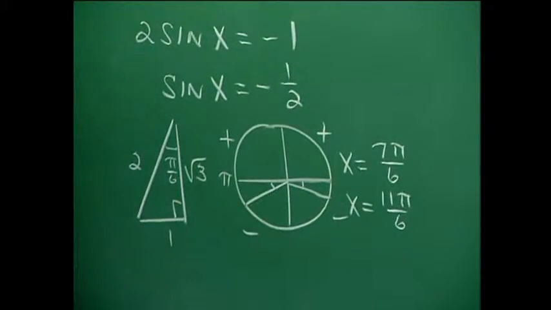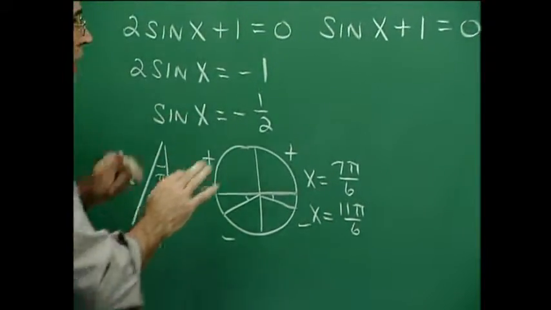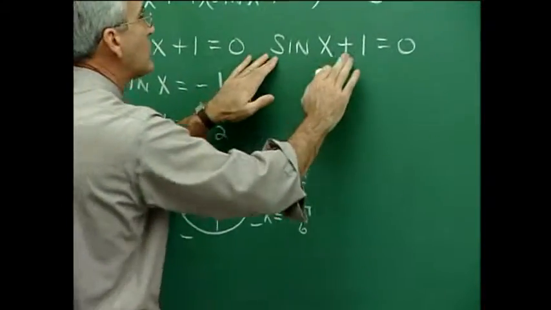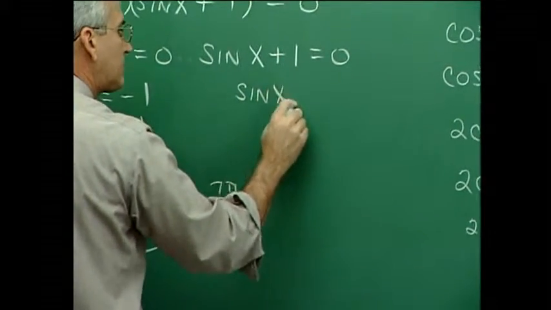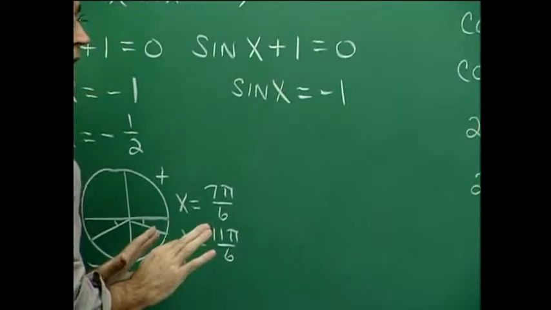All right, so that's 2 of our answers. Now, let's find our other answers. We march over here. Sine x plus 1 is 0. So sine x then equals -1. Aha.